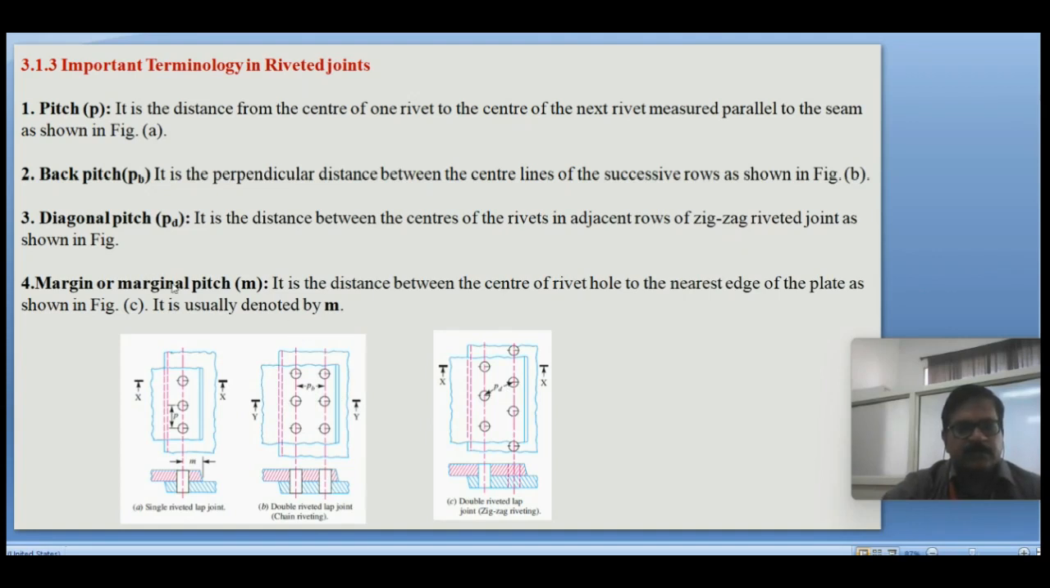Margin, or marginal pitch, is the distance from the edge of the plate to the nearest rivet's center. It is the distance between the center of a rivet hole to the nearest edge. That is called margin. Margin is generally taken as 1.5 d, where d is the diameter of the rivet hole.